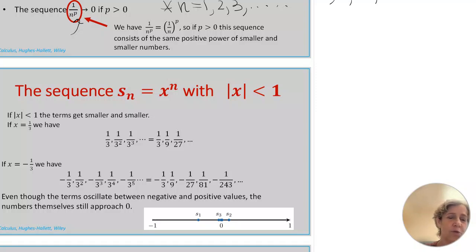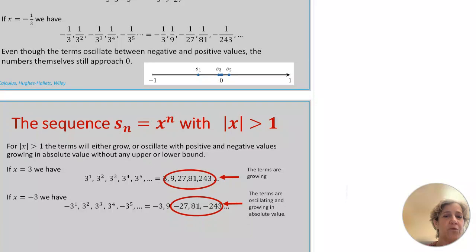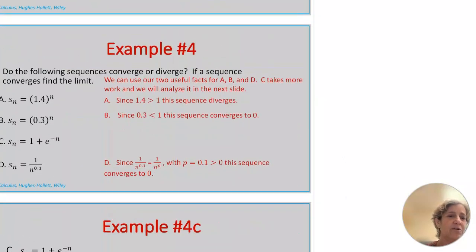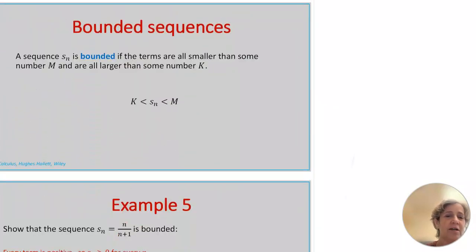So again, scroll through the notes on your own and read through all the examples. So here's a bunch of examples with what we were just talking about.